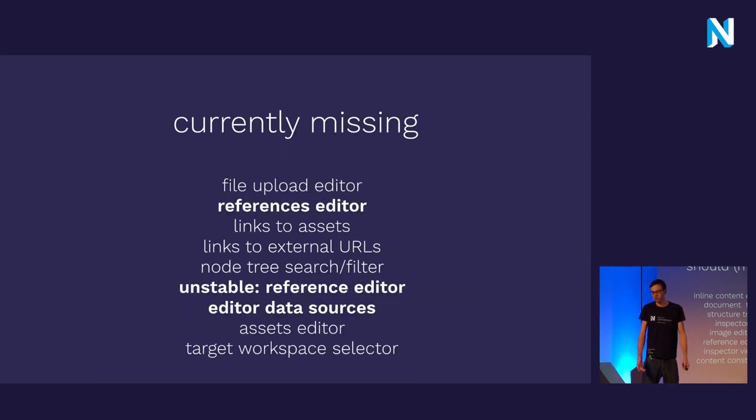I want to be open with you. So of course, we also have some features we are still missing. The most prominent one is that the reference and references editor are still unstable or not yet working. We have a plan for that, but we just didn't get around to actually implementing it. So we cannot link to assets yet or external URLs. Actually, linking to external URLs is a really easy one, but nobody fixed the regular expression yet. And we are missing some details like the target workspace selector if you're working with multiple target workspaces. No, it works. Actually, it works. Okay, then Dimitri fixed it in the meantime. Cool.